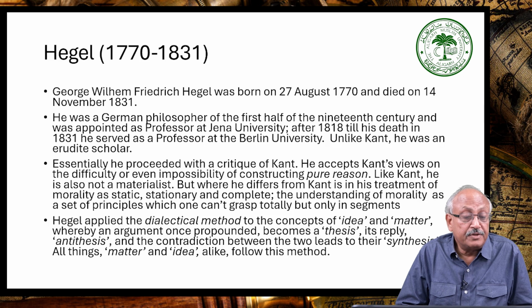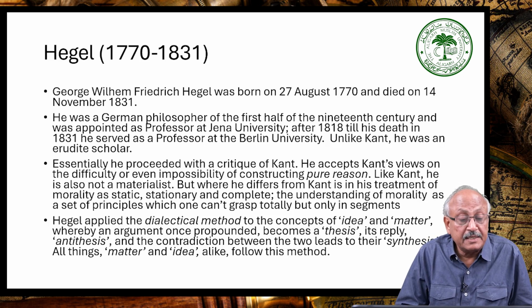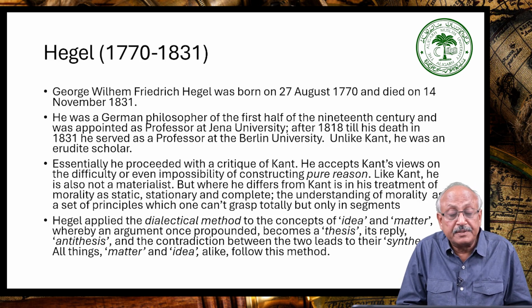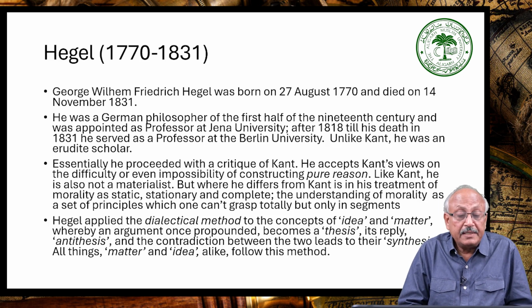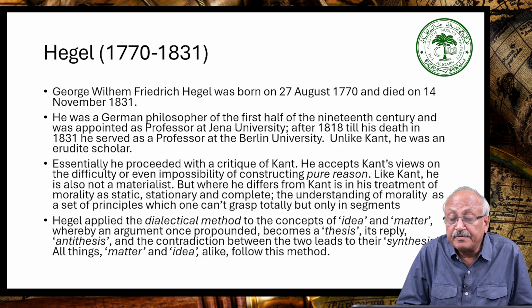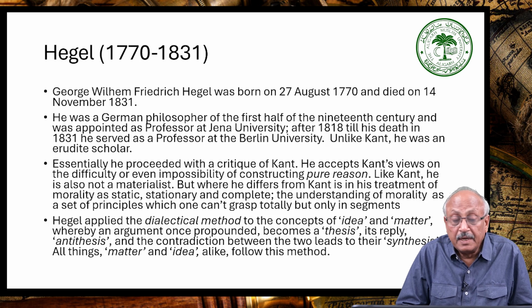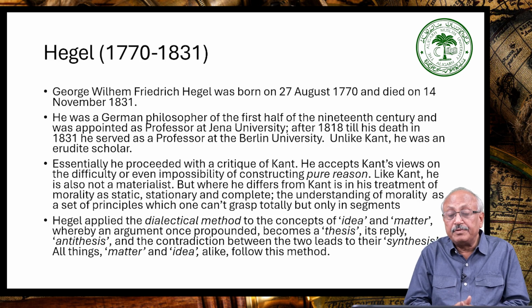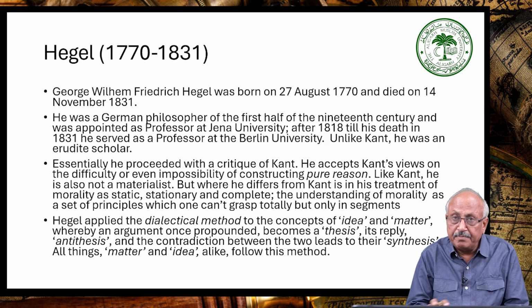Like Kant, he is also not a materialist, but where he differs from Kant is in his treatment of morality as static, stationary and complete. Kant understood morality as a set of principles which he grasped totally, but only in segments. Hegel applied the dialectical method to the concepts of idea and matter, whereby an argument once propounded becomes a thesis and its reply becomes antithesis, and the contradiction between the two would lead to their synthesis. All things, matter and idea alike, follow the same method.